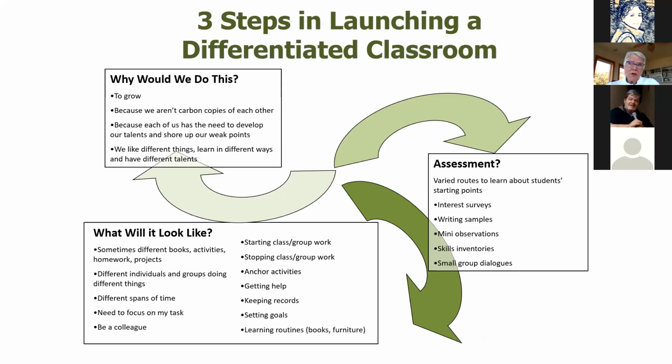It means that we'll have to learn how to be colleagues and support one another. We'll have to be organized in how we start class or start group work, stop class and stop group work. We'll have to know how to get help in an appropriate way. We'll probably have to keep records of what we're doing, and you'll have to keep records of different things that we're doing. We'll have classroom goals, but sometimes we'll set our own goals. And we'll have to have learning routines that let us shift from one thing to another in a reasonable way.